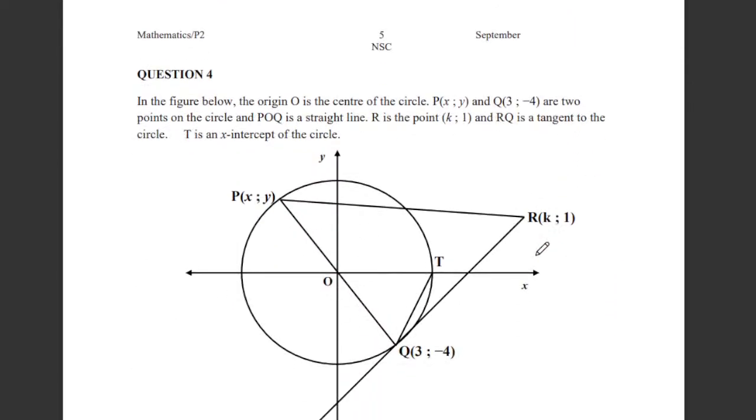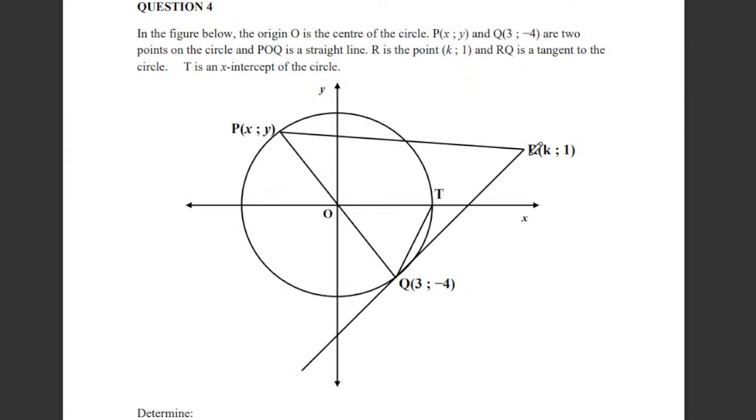Question number 4 deals with circles. So with circles, we need to know the general equation of a circle. It's x squared plus y squared is equal to r squared. That's if the circle is centered at the origin. If it's passing through points other than the origin, then (x minus a) squared plus (y minus b) squared is equal to r squared, where a and b represent the coordinates of the center. That we need to remember.